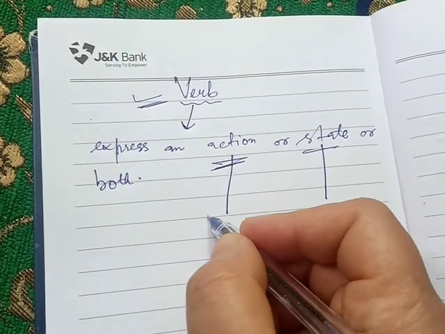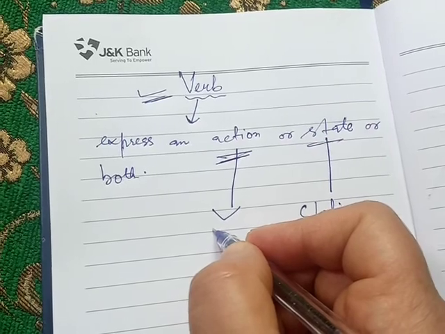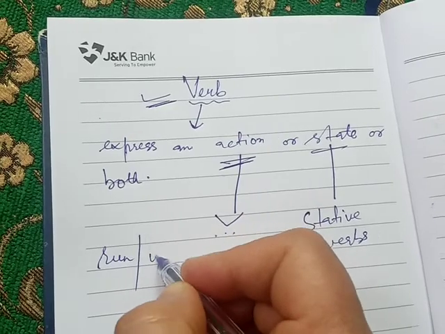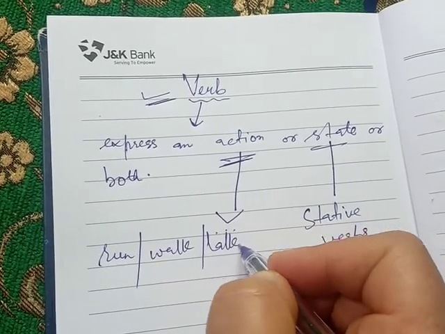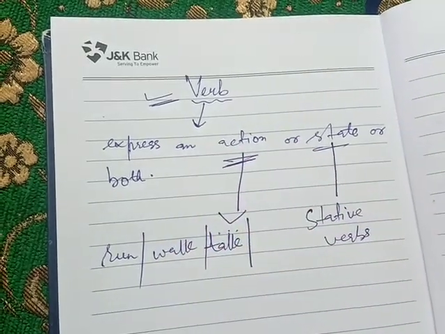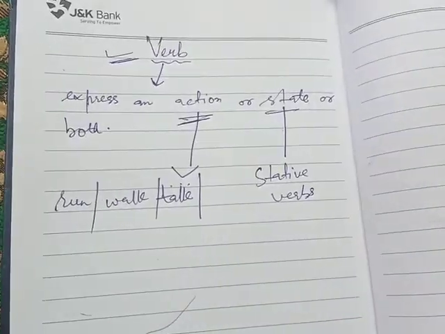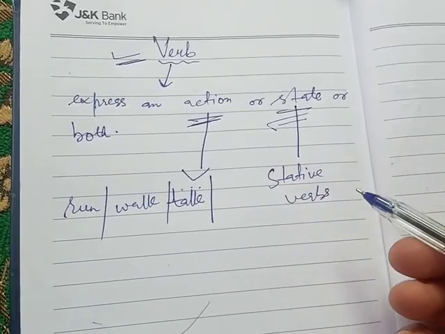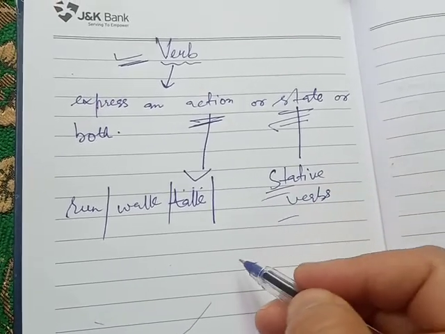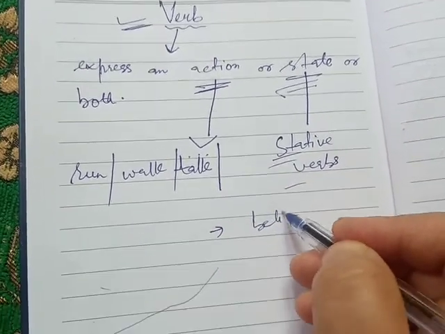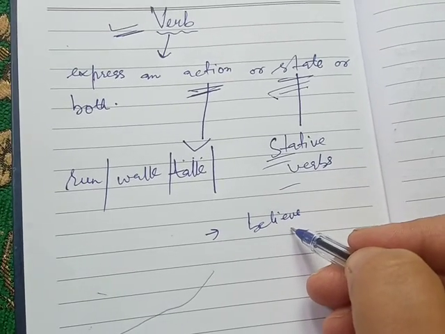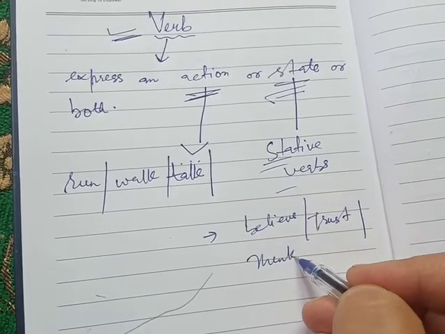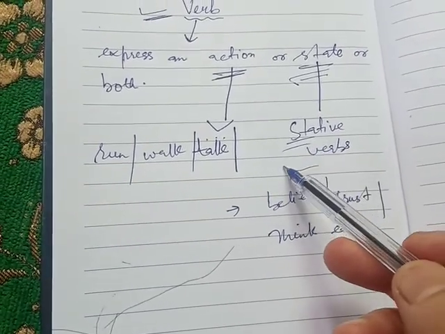As far as action verbs are concerned, they describe an action, physical processes, physical actions, like run, walk, talk, grow, eat, etc. All of these come under the category of action verbs. State verbs describe a status or quality of something. For example, believe is also a verb because it describes a state. Trust, think, and so on, all come under the category of state verbs.